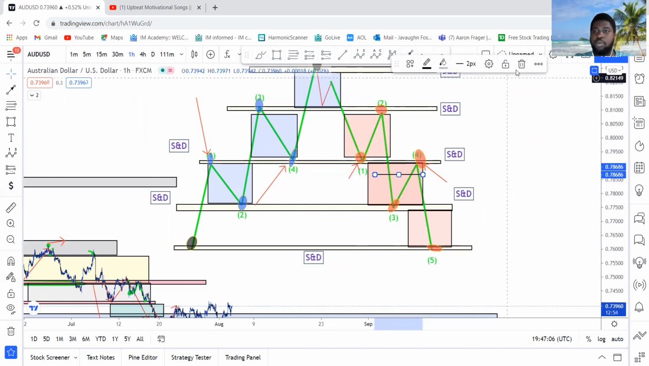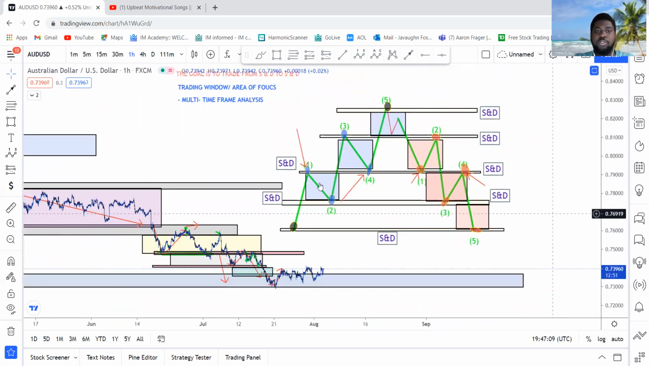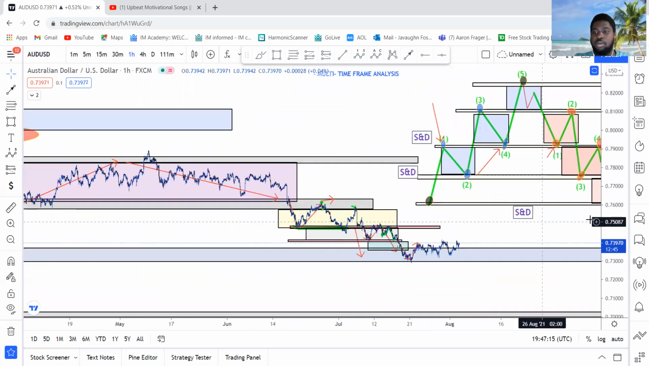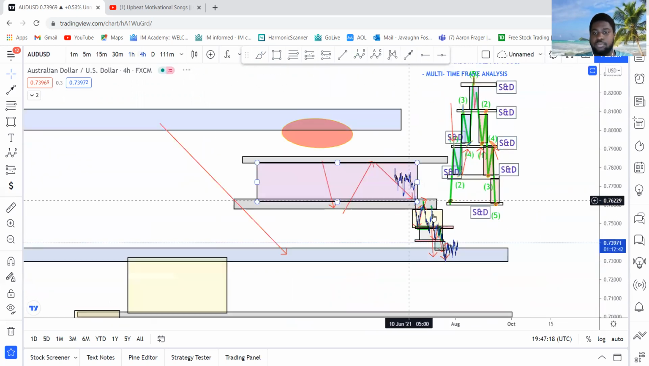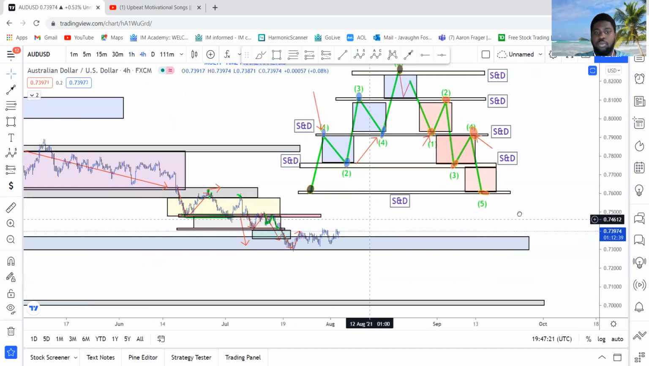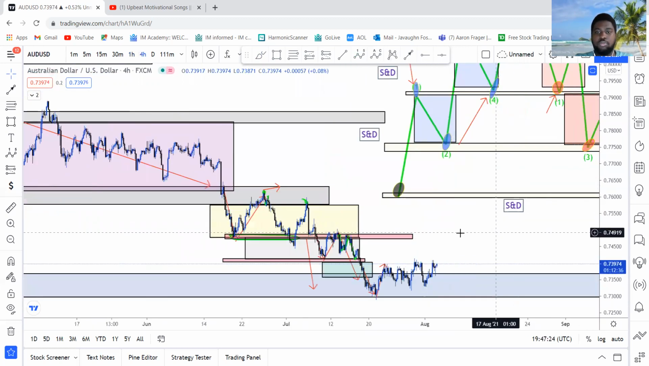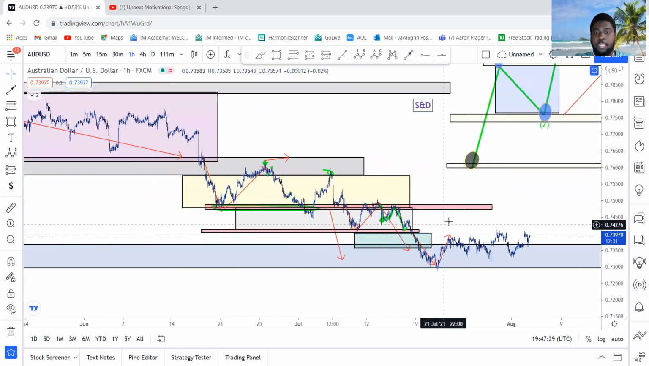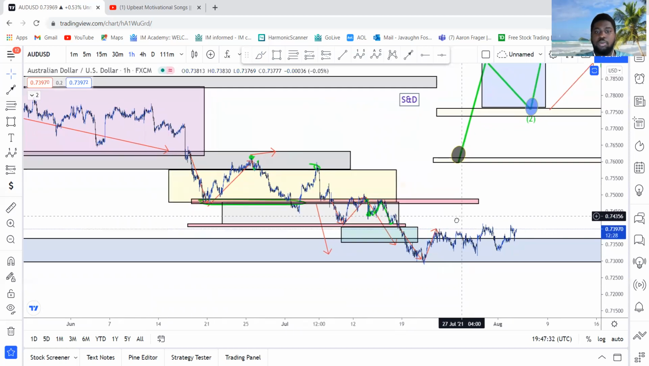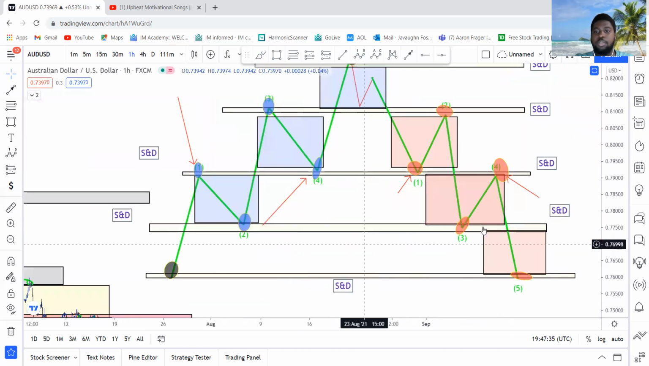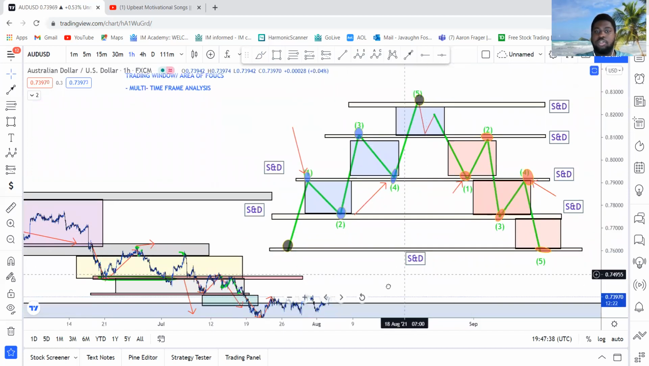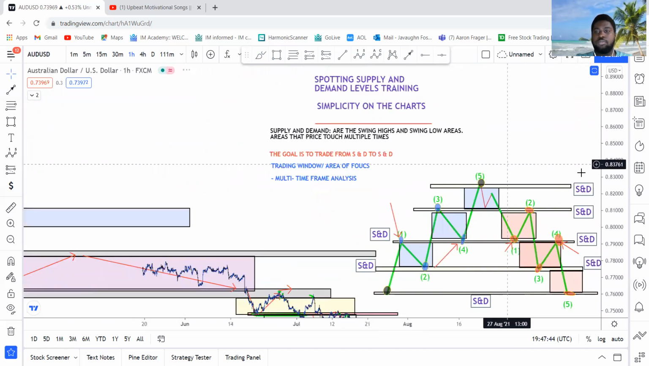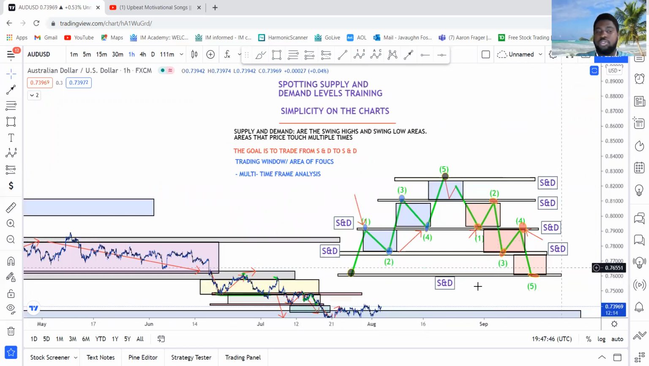I hope that makes sense. Hope you guys learned something today. If you want to take any screenshots, go ahead, feel free to do so. Take a picture of the charts to have a better understanding of it. We have this information here.